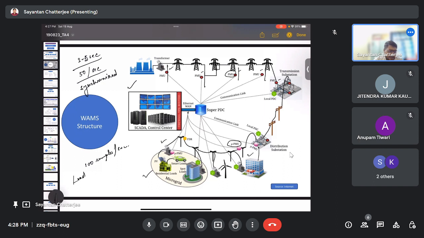IIT Bombay was working on the placement of PMUs, around 1500 PMUs, in 600 buses which are more than 400 kV, and 100 buses which are more than 700 kV. So a total of 700 buses are being monitored on the basis of the optimal PMU placements, and this work I think is over by now. IIT Bombay was working on this project.